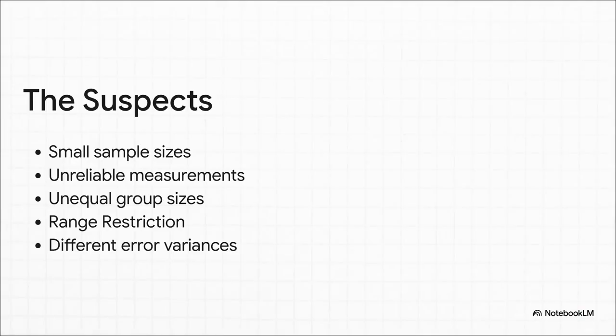Stuff like using too few people in a study, or using imprecise measurements. That's kind of like trying to find a tiny clue in a really blurry photograph. Other suspects include comparing groups that are wildly different in size, or only studying a very narrow slice of the population, which can totally hide the bigger picture. Any one of these can absolutely cripple a study's power.